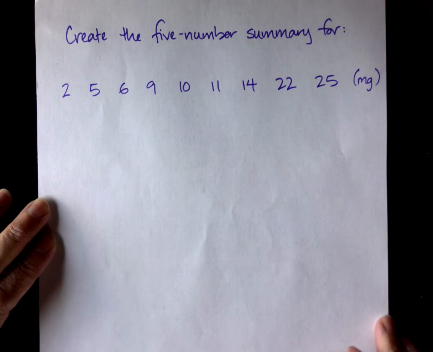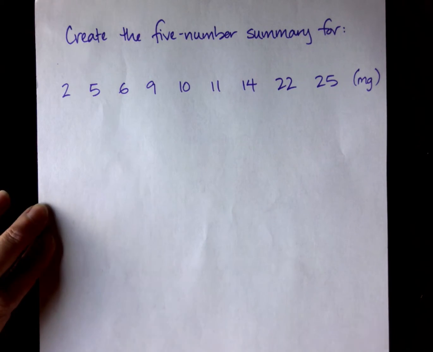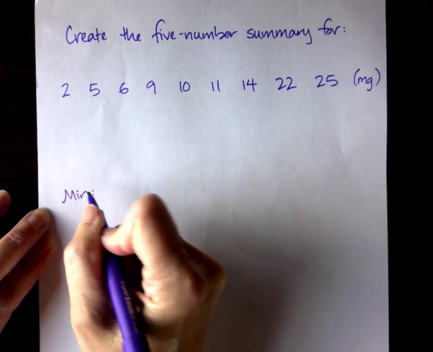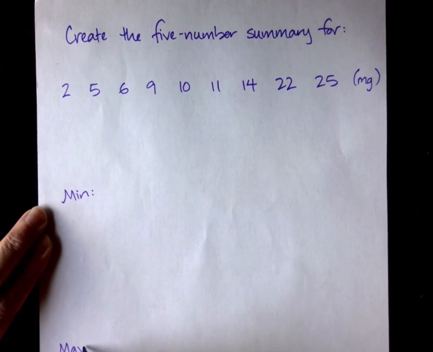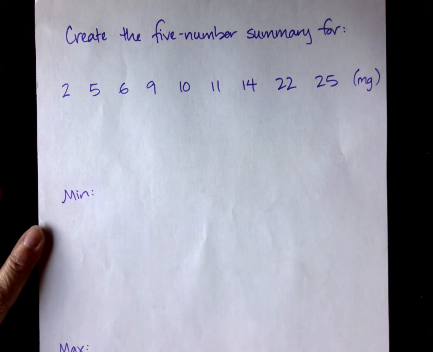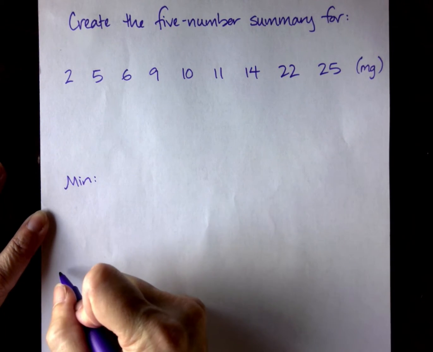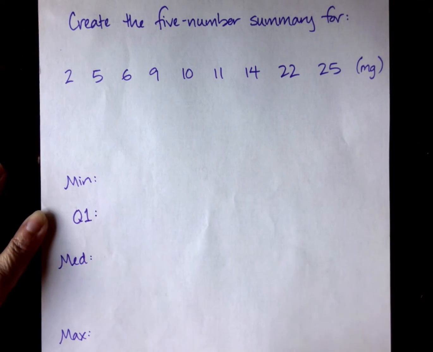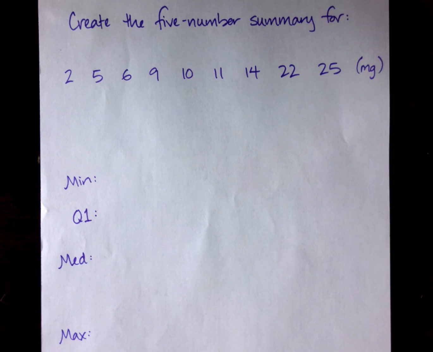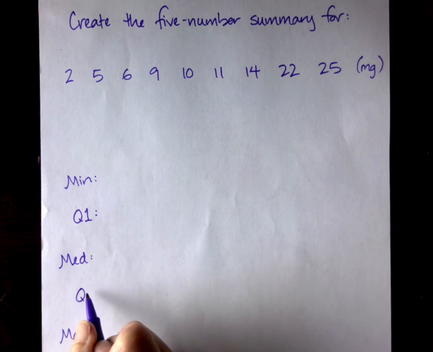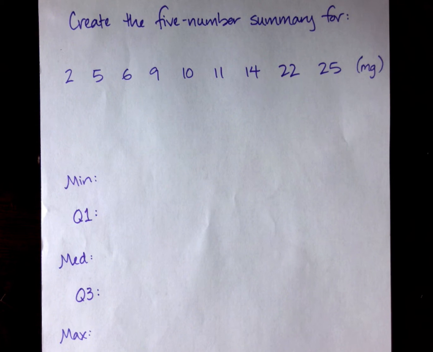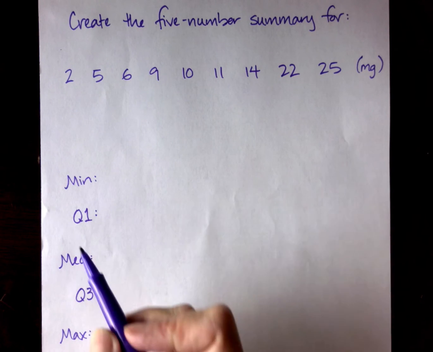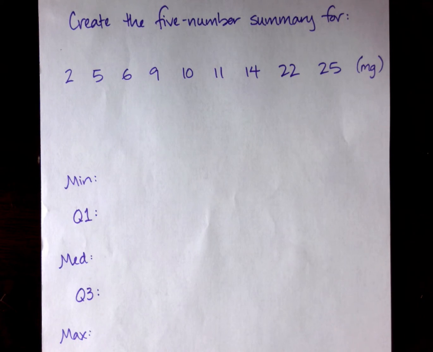The 5-number summary for a set of data points consists of the minimum value and the maximum value, the median of the data set, the first quartile, also called the lower quartile or the 25th percentile, and the third quartile, also called the upper quartile, or the 75th percentile. We need these 5 values to create our 5-number summary.